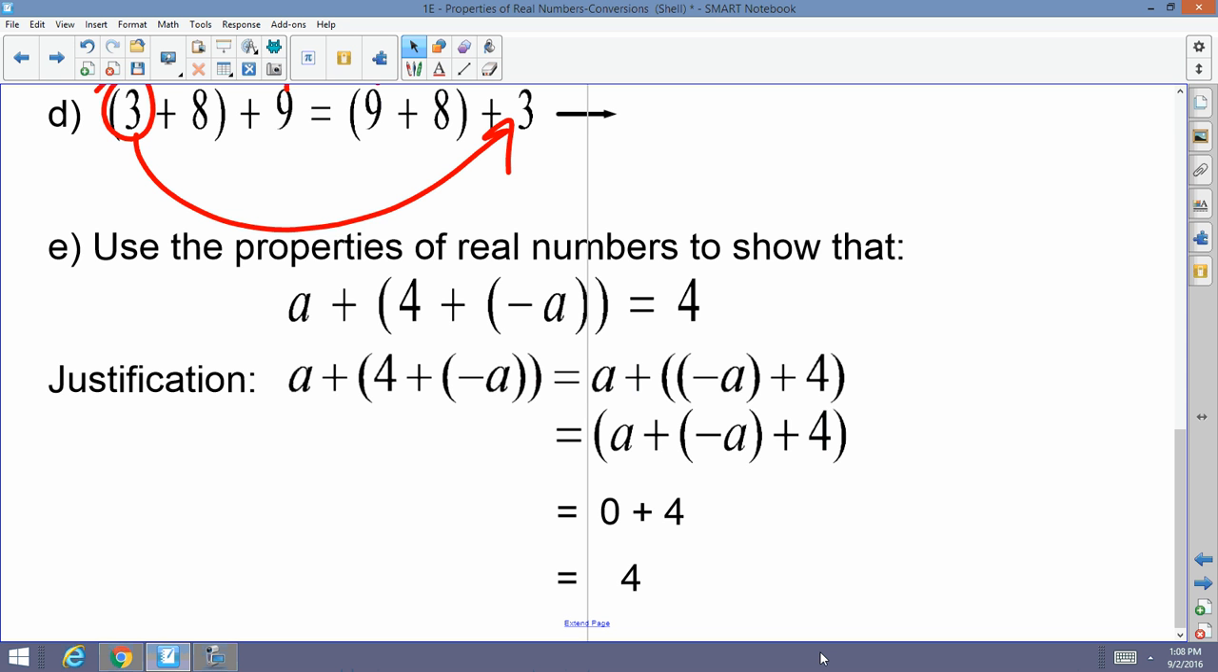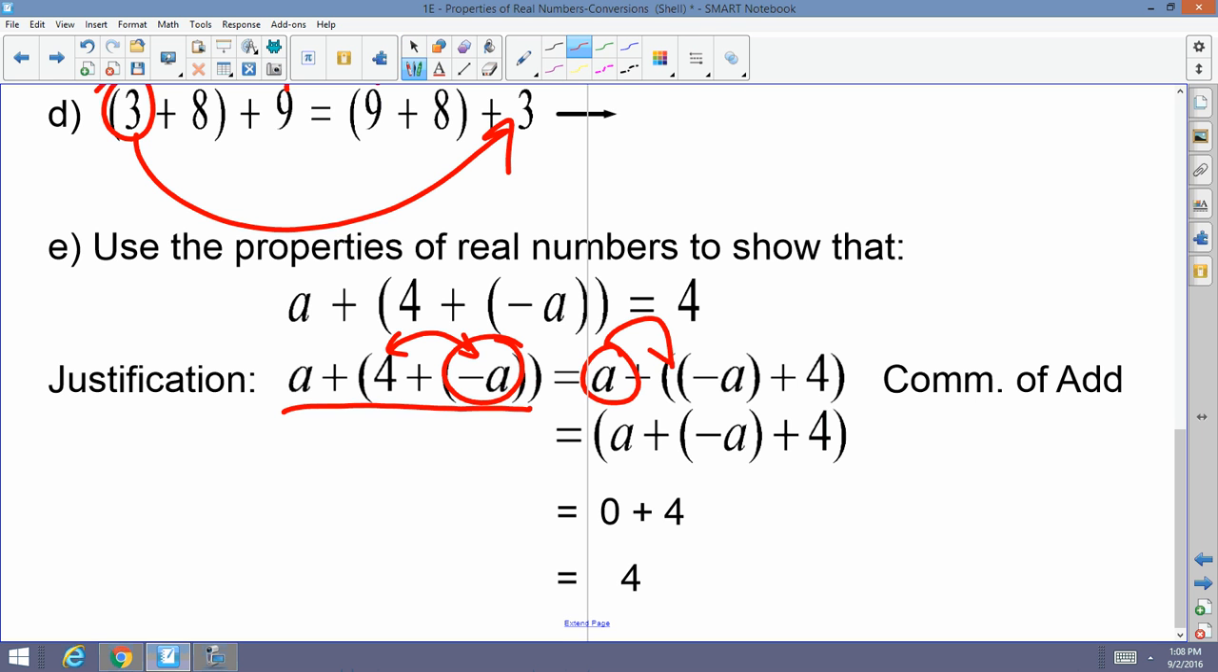Let's start again. I've got a plus parentheses, 4 plus a negative a close parentheses. I'm going to first rewrite that as a plus parentheses negative a plus 4. All I did was switch the order of this addition problem, okay? And that is a fine example of the commutative property of addition. Now, I went ahead and brought this outside a into this parentheses. So there I have the associative property of addition.